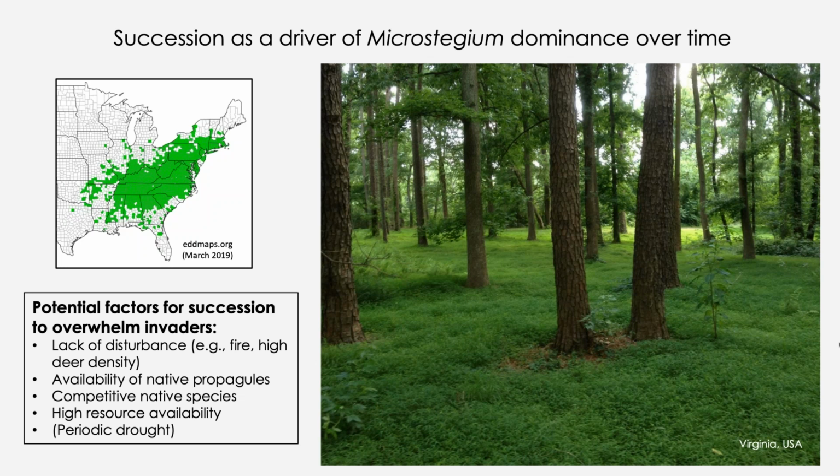At our site, and at other sites, in terms of succession overwhelming invaders, you would need availability of native propagules. And those native species would need to be highly competitive with the invader. In addition, there needs to be high resource availability. So our experimental site was a bottomland forest site, or would have been, and it had high soil moisture and very rich, high nutrient soils. And then there's this potential role of periodic drought or other climate change factors that may drive a decline of invaders over time.